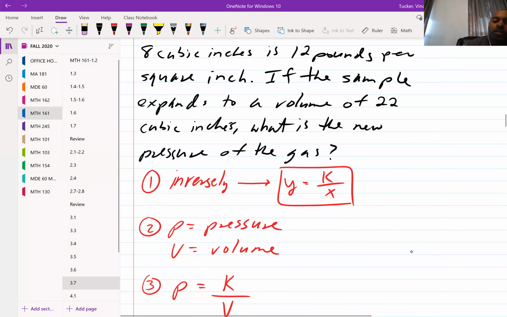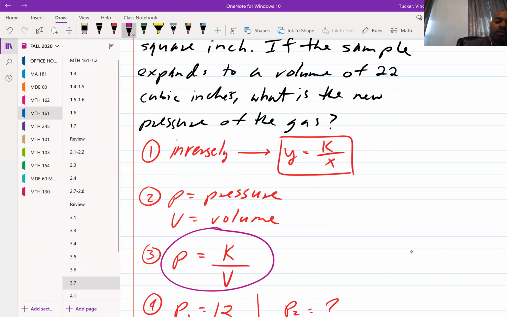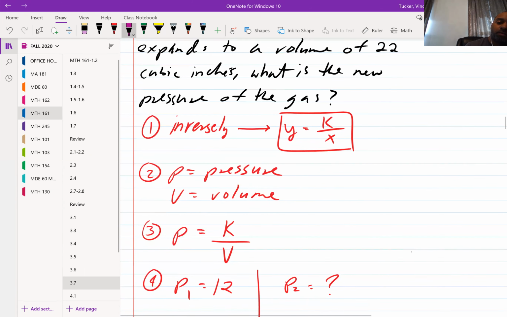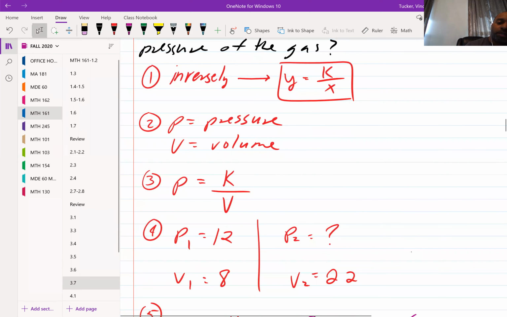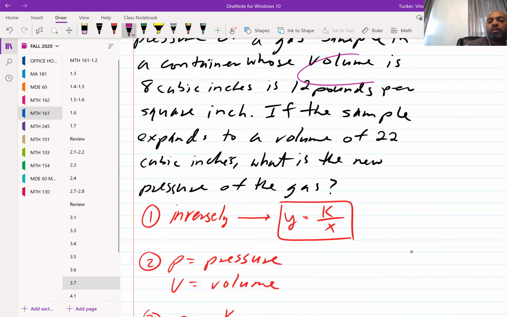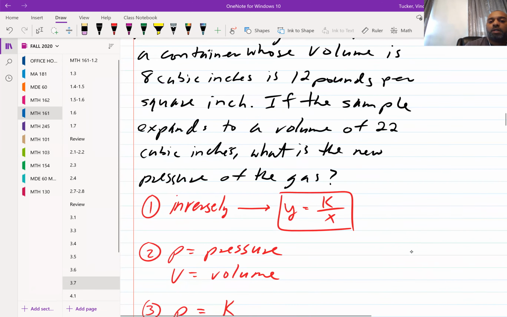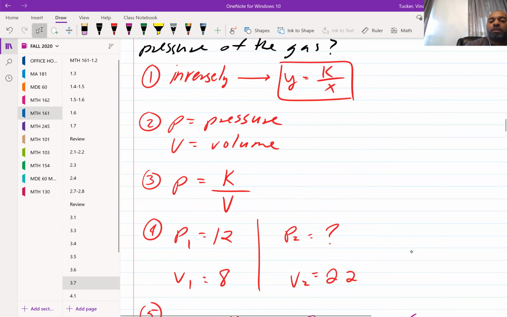All right. So we'll set it up this way. P is equal to K over V. P came before your phrasing, V came afterwards. Write down given information as far as your numbers are concerned. So P1 is 12, V1 is 8, and that comes from right here. Volume is 8, and then our pressure is 12. And it says, what is the pressure when the volume is 22?